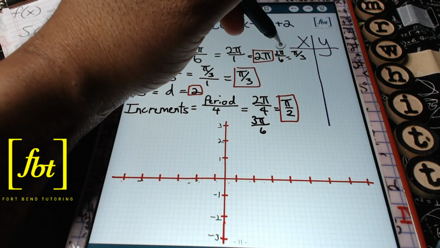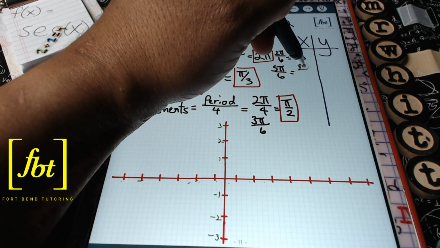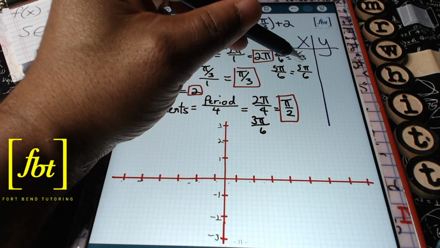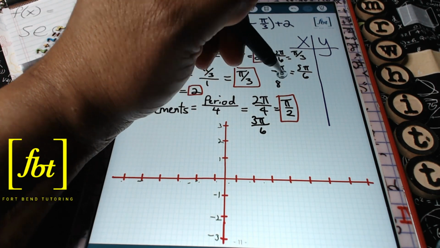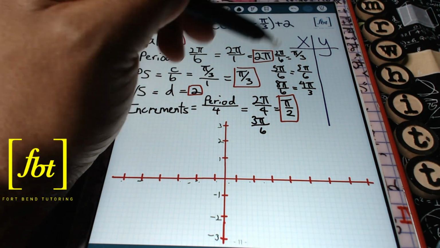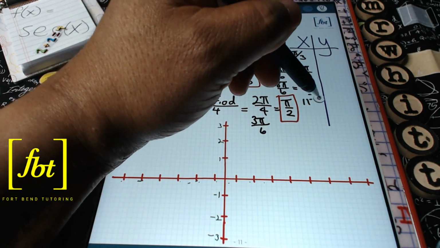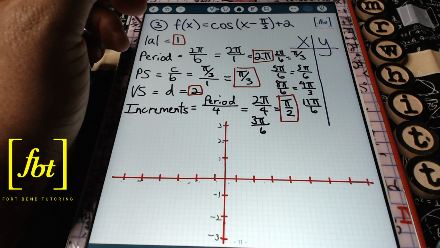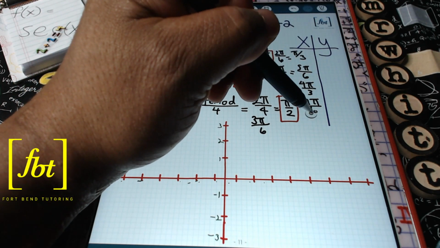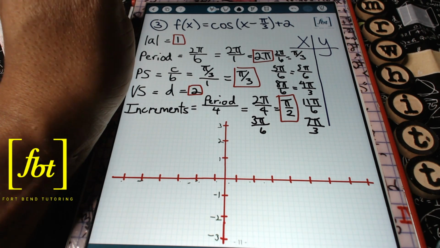So adding 3 pi over 6 to 2 pi over 6 gives you 5 pi over 6. This value cannot be simplified any further, so this is the x value we'll use next. Then adding 3 pi over 6 to 5 pi over 6, you get 8 pi over 6. Well, this simplifies to 4 pi over 3. Then adding 3 pi over 6 to 8 pi over 6 gives you 11 pi over 6. And one more, adding 3 pi over 6 to 11 pi over 6 is 14 pi over 6. This simplifies to 7 pi over 3. And now we have all of our x values that we need to graph our cosine function.